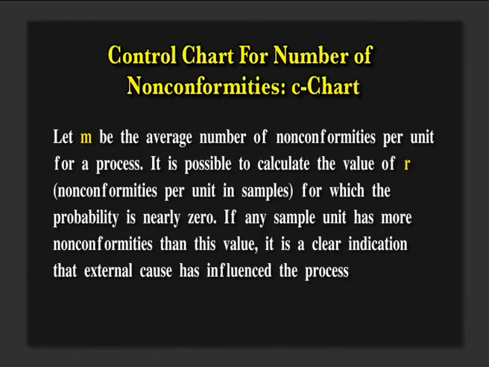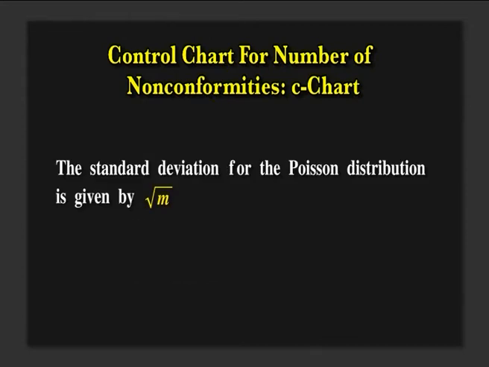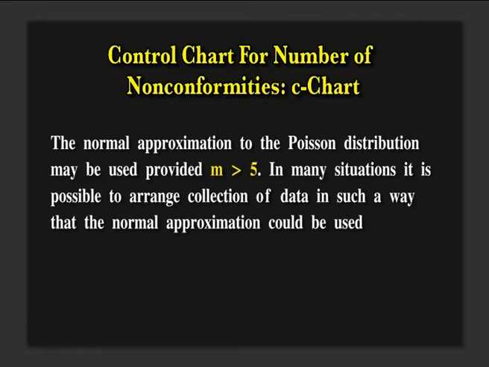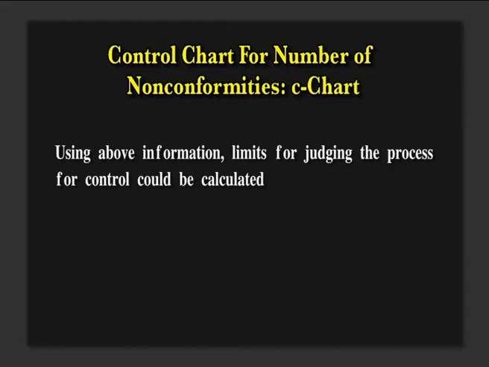Let m be the average number of nonconformities per unit for a process. It is possible to calculate the value of r, the number of nonconformities per unit in samples, for which the probability is nearly 0. If any sample unit has more nonconformities than this value, it is a clear indication that external causes have influenced the process. The standard deviation of the process distribution is given by root m. The normal approximation to the Poisson distribution may be used provided m is greater than 5. In many situations, it is possible to arrange collection of data in such a way that the normal approximation could be used. Using the above information, limits for judging the process for control could be calculated.